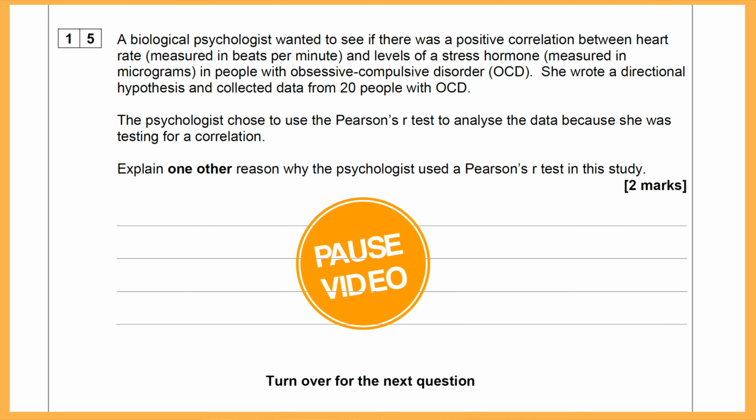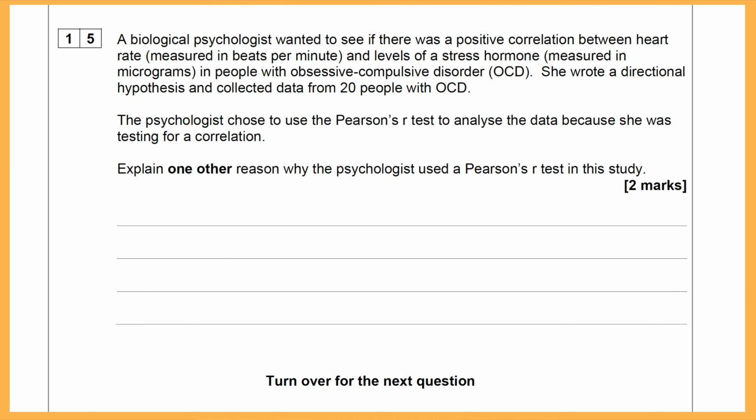Question 15 says, a biological psychologist wanted to see if there was a positive correlation between heart rate, measured in beats per minute, and levels of a stress hormone, measured in micrograms, in people with obsessive compulsive disorder. She wrote a directional hypothesis and collected data from 20 people with OCD. The psychologist chose to use the Pearson's test to analyse the data because she was testing for a correlation. Explain one other reason why the psychologist used a Pearson's test in this study.